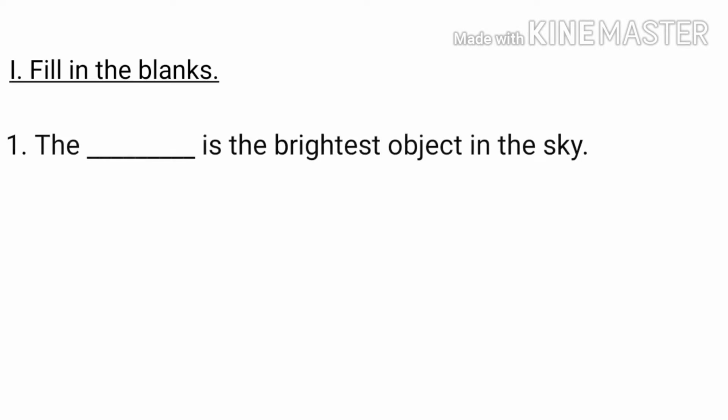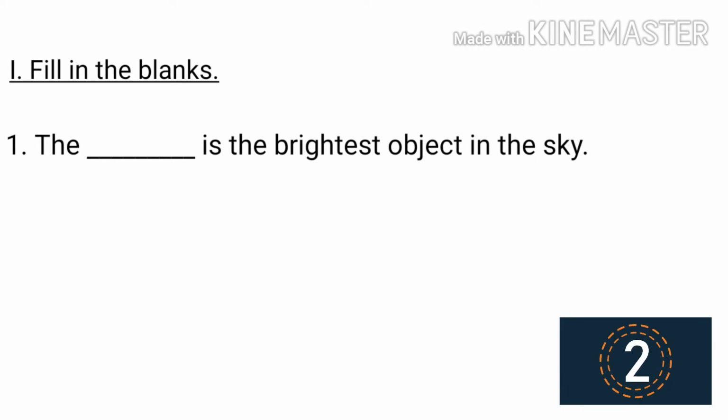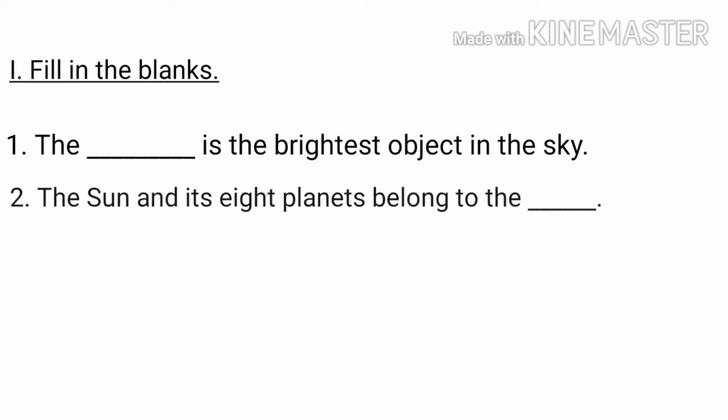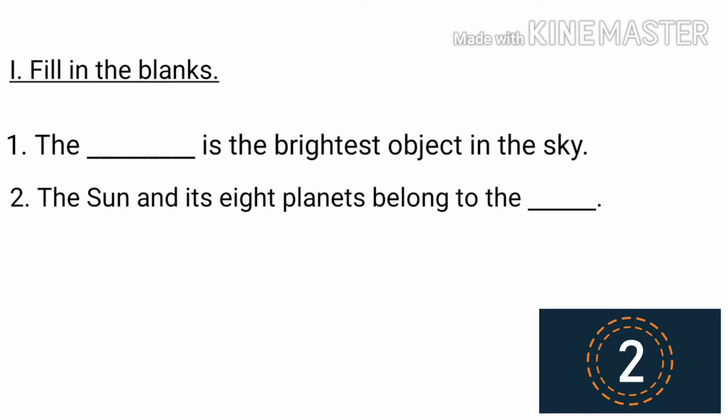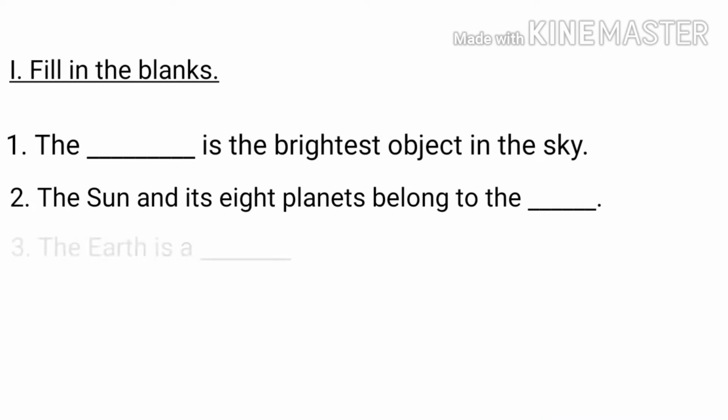Your first question, the dash is the brightest object in the sky. Your time starts now. The second question, the sun and its 8 planets belong to the dash. Your time starts now. Then the third question, the earth is a dash. Your time starts now.